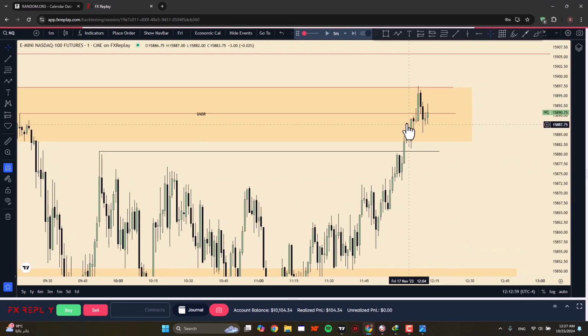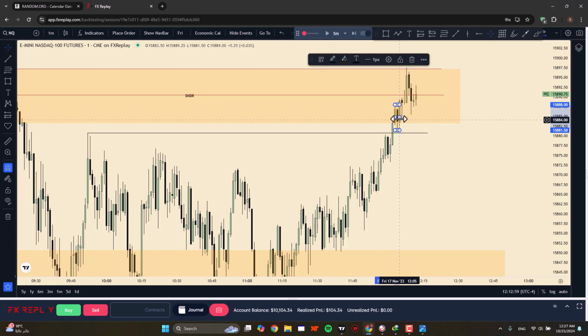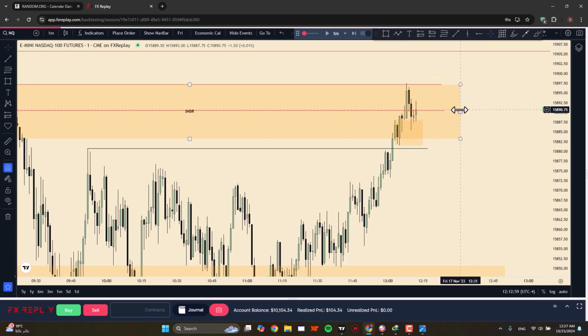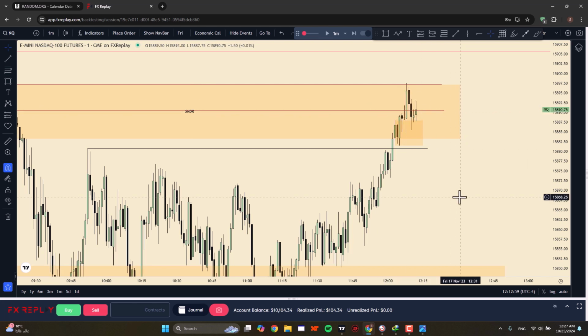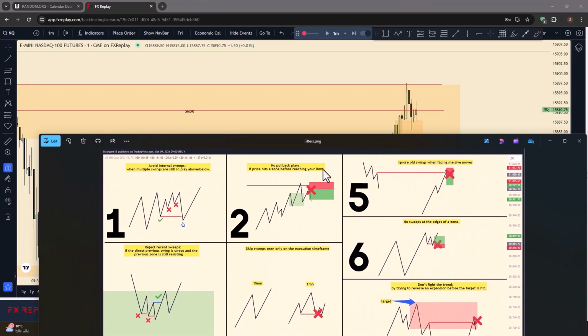So we tapped into this zone. Remember that we are in an uptrend, and just because we tapped into this SNDR doesn't mean we're going to go to the downside. It might offer a rejection, but it might offer a pullback only. That rejection can be only a pullback to the previous zones. So just like filter number 2, no pullback plays if price hits a zone before reaching your limit.